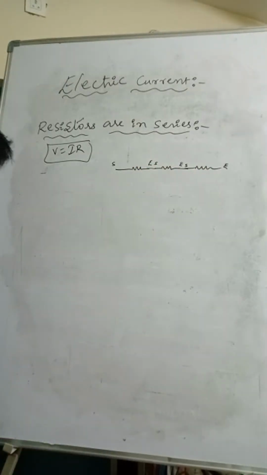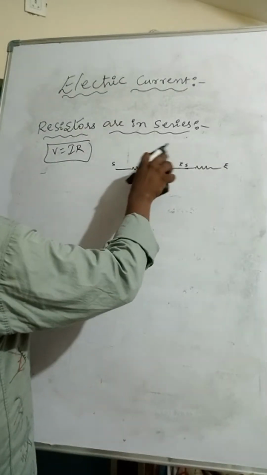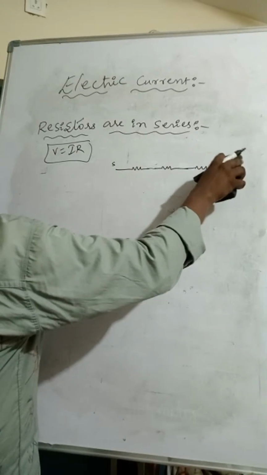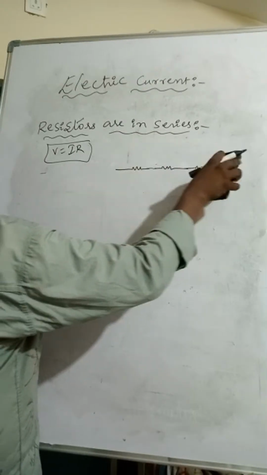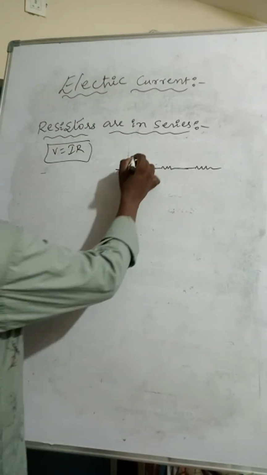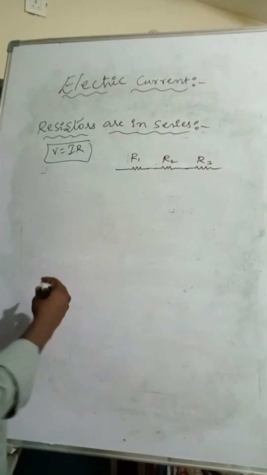If you connect the ending point to the starting point like this, then the current in the circuit is the same throughout the circuit. When the current is the same in the circuit, that type of connection is called a series connection. So I'm considering this R1, R2 and R3, three resistors.